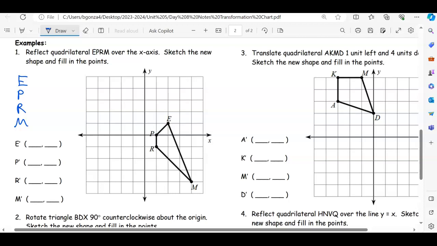Every time I need to use this pen, it does not work. Okay, there we go. 2, 1. This E is 2 to the right, up 1. 2, 1. Okay?